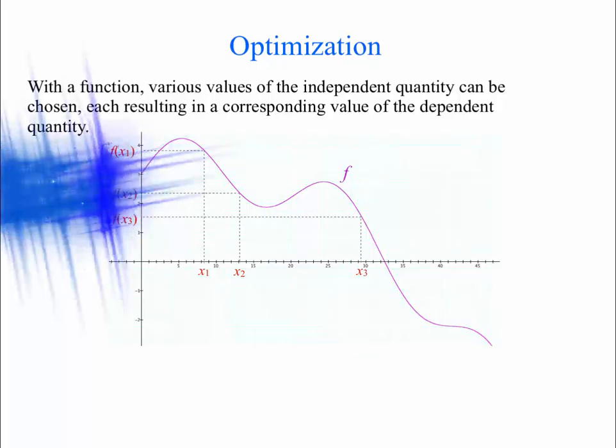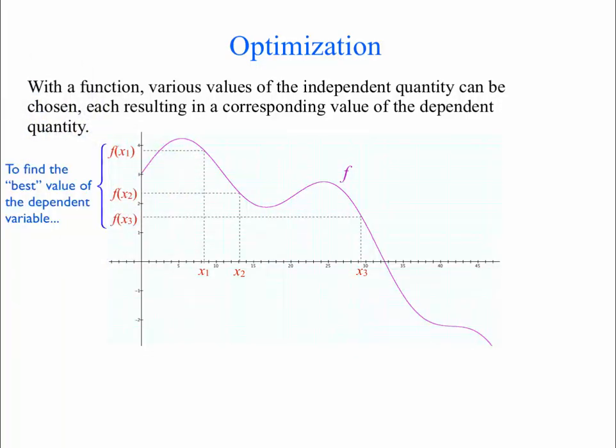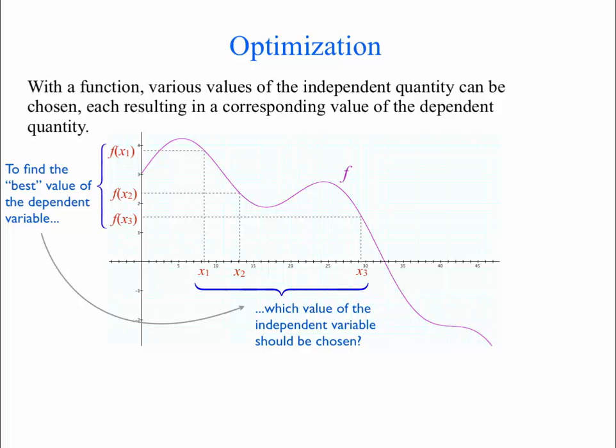So with optimization, what we're asking is we want to find the best value of the dependent variable. What's the best value of the dependent variable? In order to find that, we need to find which value of the independent variable should be chosen to give us the best value of the dependent variable. This is the idea. We're after the best value of the dependent variable, and we're asking what value of the independent variable is going to give us that.